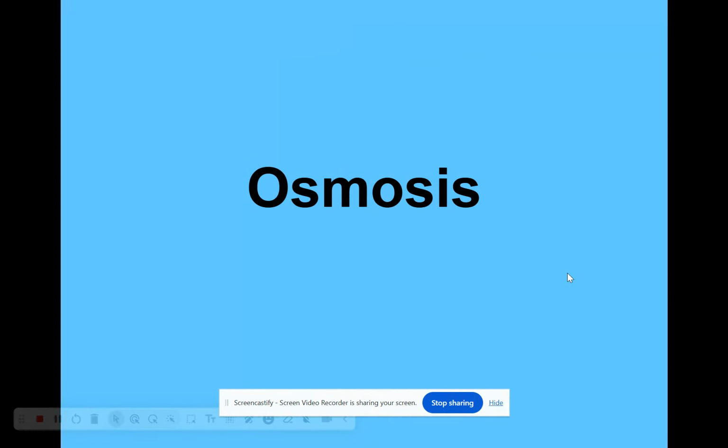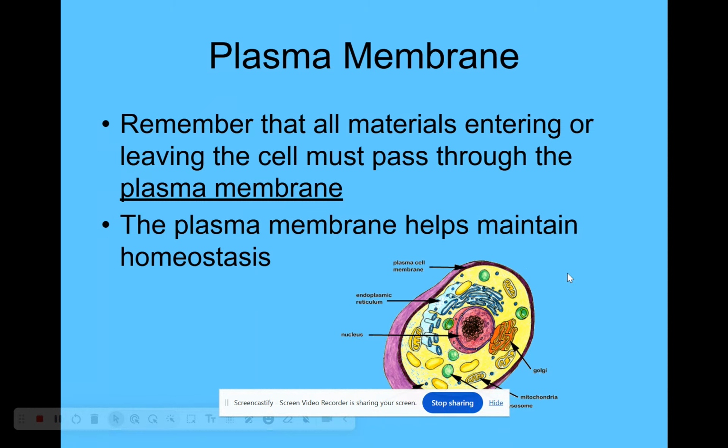All right, so what we're going to do today is we're going to look at osmosis. Now, remember, one of the things that all cells have to have in order to survive is a plasma membrane. And one of the jobs of the plasma membrane is to allow things to go in and out of the cell. So we talked a little bit about active transport and passive transport and how the cell wants to be lazy.